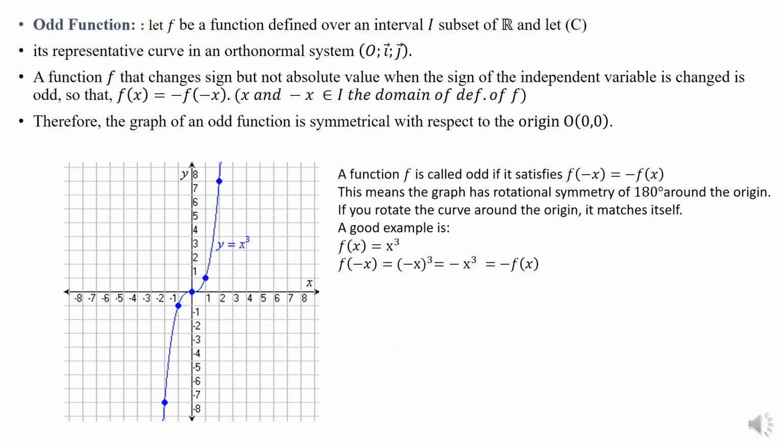So as for the definition of odd functions, if f is a function defined over an interval I, a subset of R, and C is its representative curve, a function f that changes sign this time, but not absolute value, when the sign of the independent variable is changed, is odd. So if f of x is equal to minus f of negative x, where x and negative x belong to the domain of f, then the function is odd and its graph is symmetrical with respect to the origin O.